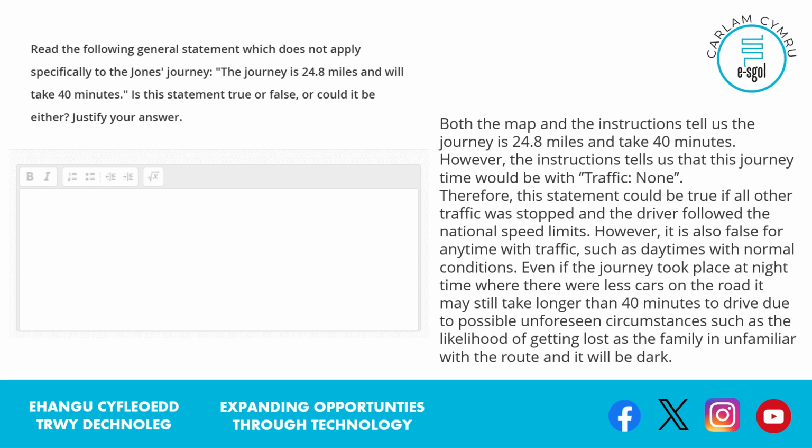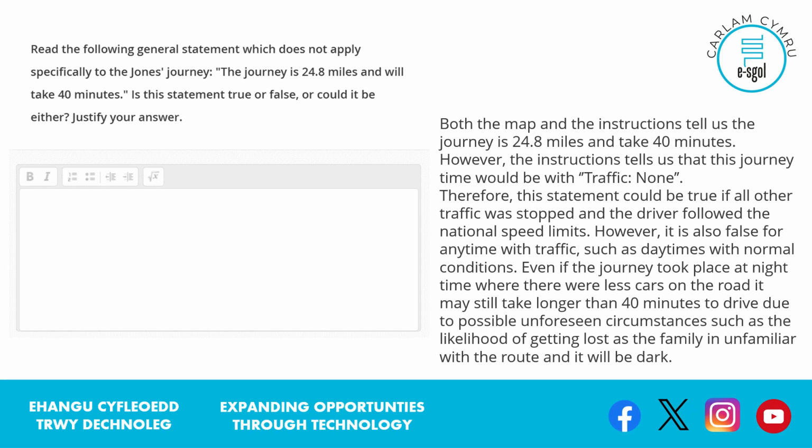However, it is also false for any time with traffic, such as daytime with normal conditions. Even if the journey took place at night time, where there were less cars on the road, it may still take longer than 40 minutes to drive due to possible unforeseen circumstances, such as the likelihood of getting lost as the family is unfamiliar with the route and it will be dark as well.